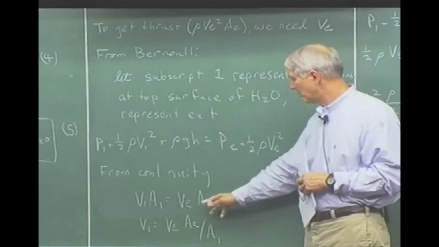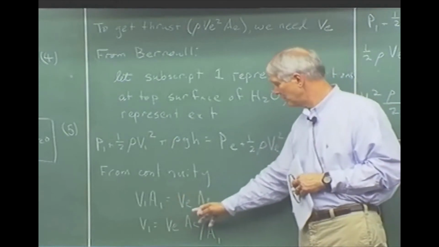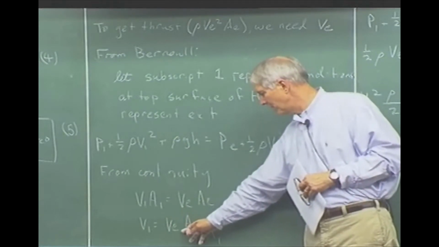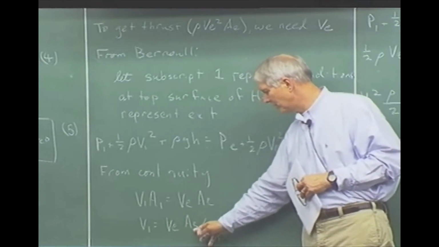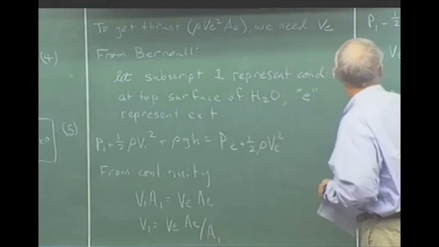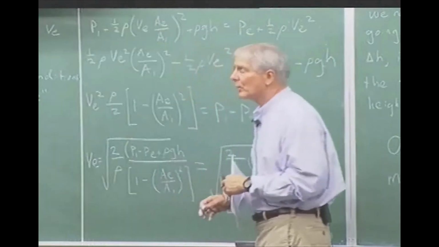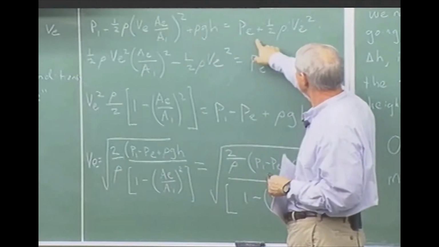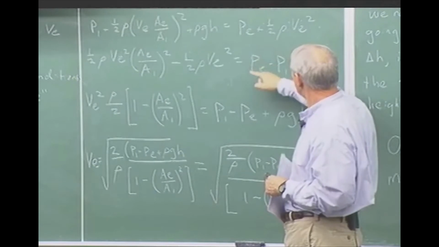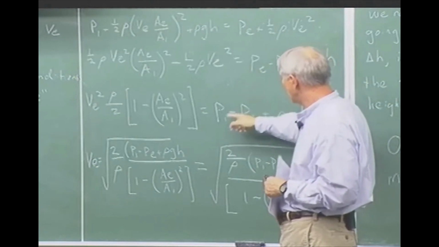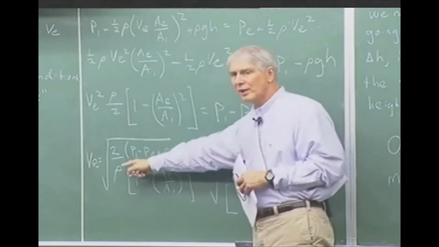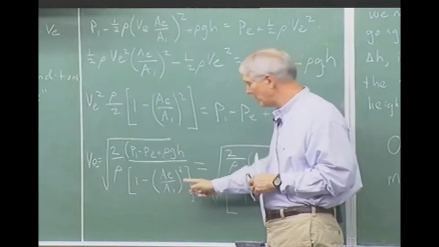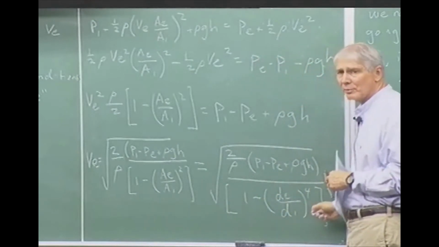From the continuity equation, we have that V1 A1 equals V exit A exit. So we can solve for V1, and we get V1 equal to V exit A exit over A1. So we'll plug that into our Bernoulli equation, and we get this expression right here. All I've done is rearrange until finally I get an equation here for V exit, and we have the areas here, so I rewrote it in terms of the diameter, because that's actually what we know.